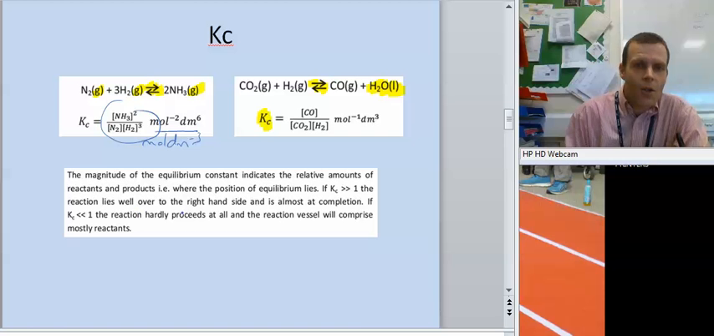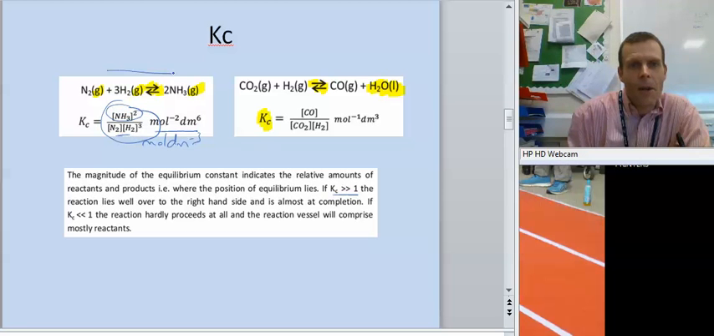Now Kc is useful because it tells us where our equilibrium lies. If Kc is much bigger than 1, you can imagine that means that this number here is significantly larger than these. It means my equilibrium is well over to that side. I've got mostly products. If it's much less than 1, then it would mean that that's a small number. These must be bigger. It means my equilibrium is still mostly over at the reactant side.